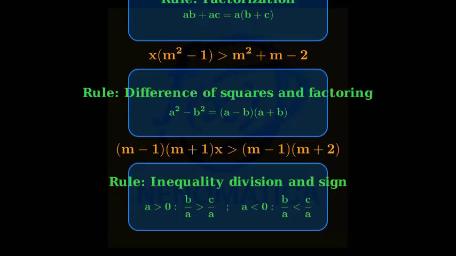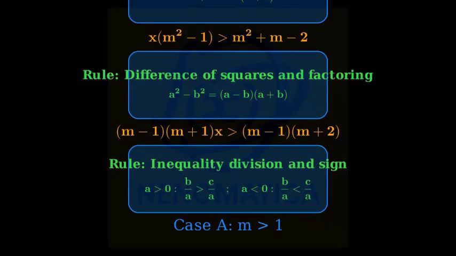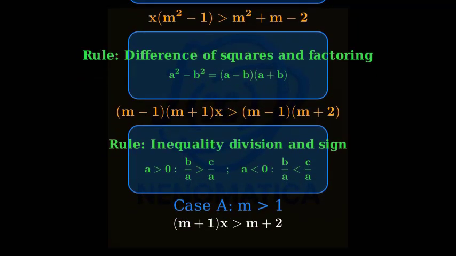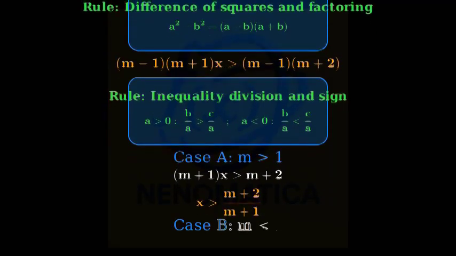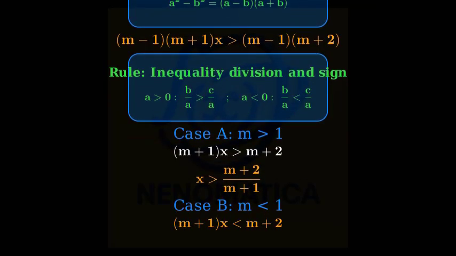Case A. If m is greater than 1, then m minus 1 is positive. The inequality keeps its direction after division. Then, because m plus 1 is also positive, we can divide again to isolate x. Case B. If m is less than 1, then m minus 1 is negative, and the inequality reverses. When dividing, we get left side, m plus 1 times x less than m plus 2.